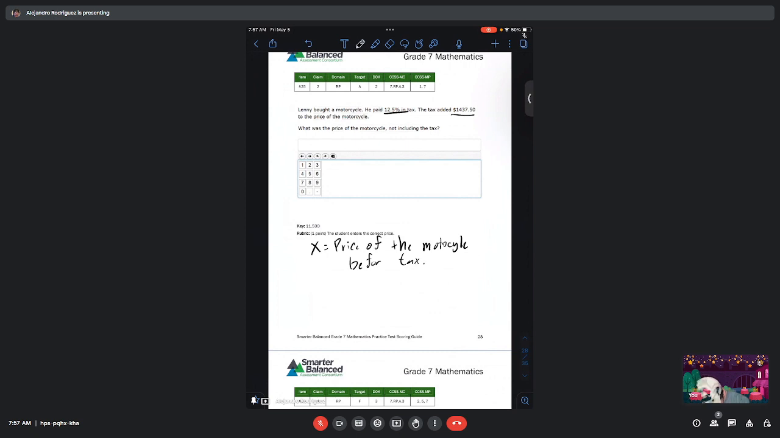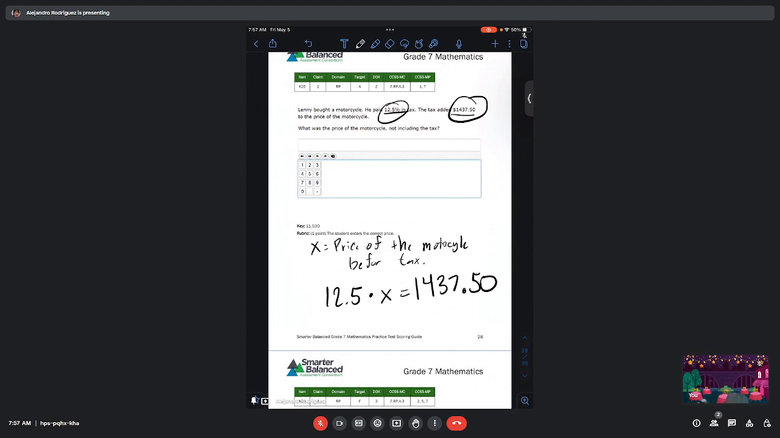And I'm going to set up an equation. I'm going to say 12.5% of the price of the motorcycle, because he paid 12.5% in tax, which means that 12.5% of the vehicle price is going to be adding up to $1,437.50. All right, and that's kind of the most important part, is just setting up this equation.